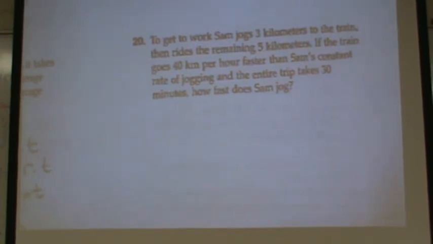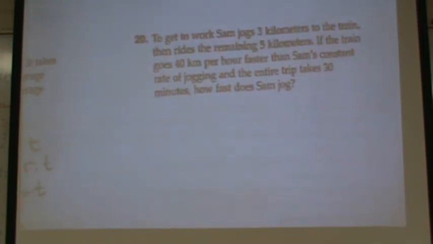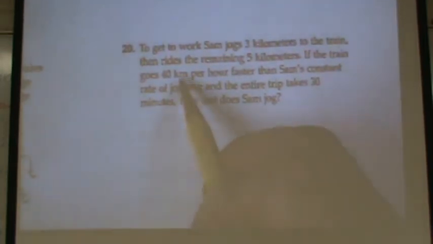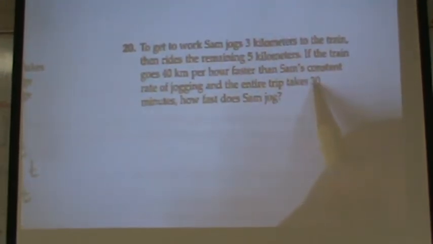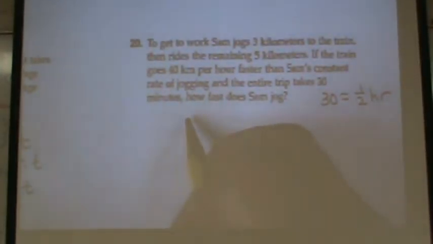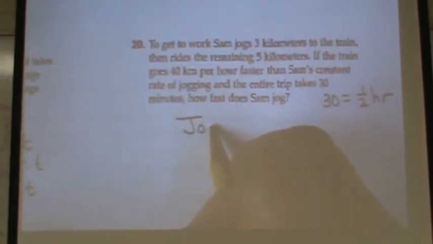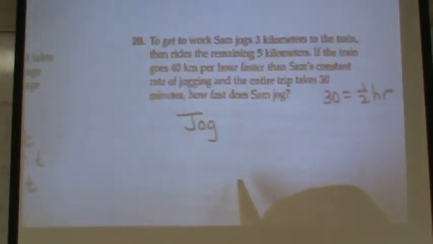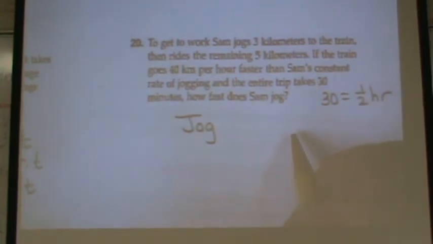Number 20. To get to work, Sam jogs 3 kilometers to the train, and then he rides the remaining 5 kilometers. If the train goes 40 kilometers per hour faster than Sam's constant rate of jogging, and the entire trip takes 30 minutes, now we're talking minutes and kilometers per hour, so we're going to have to convert minutes into hours. So 30 minutes is equal to half an hour. So make sure you do the conversion. So we're talking about Sam jogging versus the train.